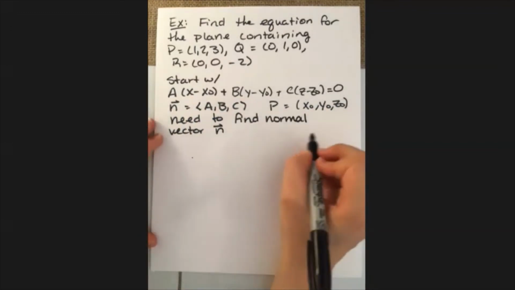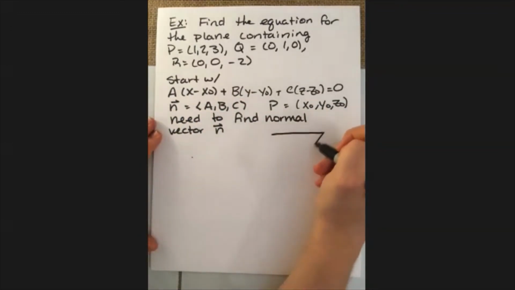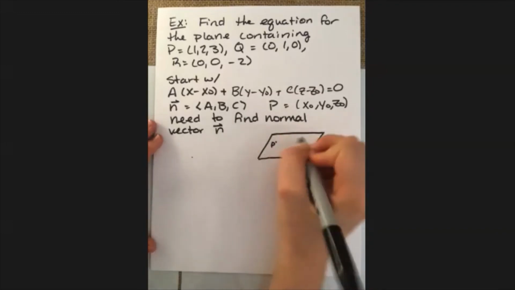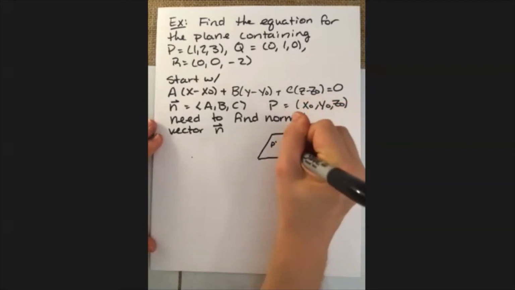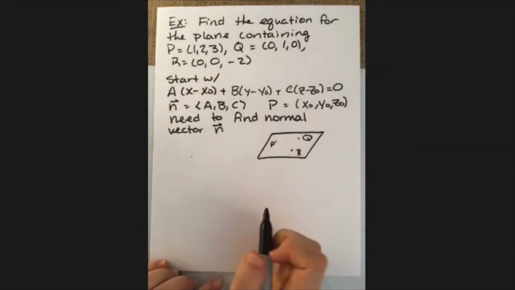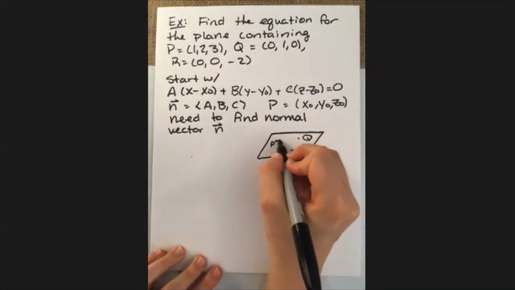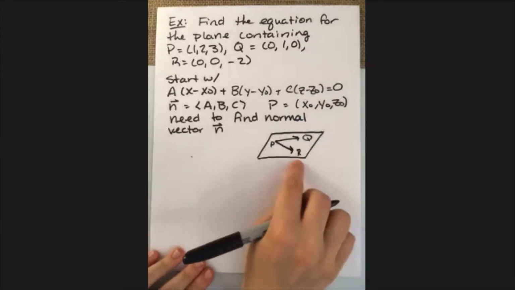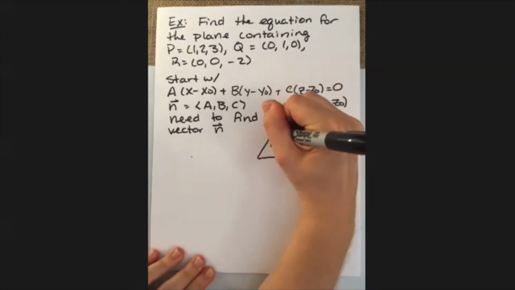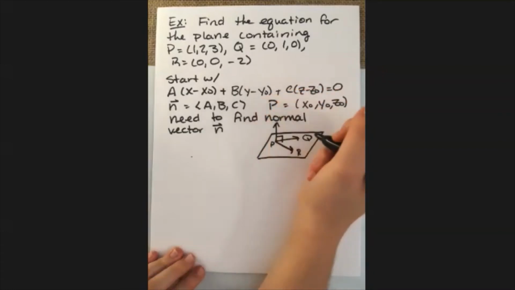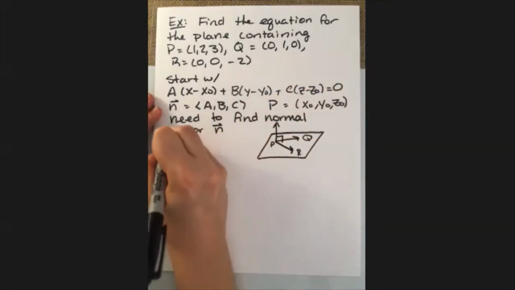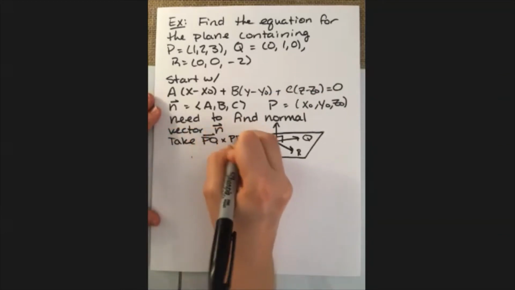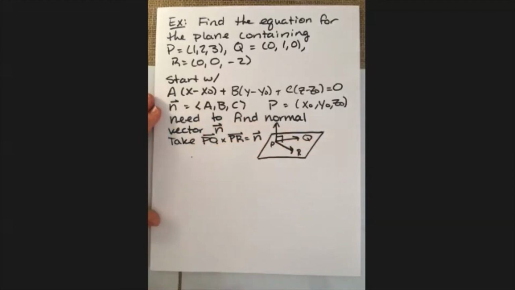And the way that we are going to do that, I'm going to do by sketching a picture just to show what's going on here. On this plane, we have the points we know we want, P, Q, and R. And from these points, we are able to define 2 vectors, for example, PQ and PR. And if we take their cross product, we will get something that is perpendicular to our plane. So that's exactly what we're going to do. We're going to take PQ cross PR to be our normal vector.